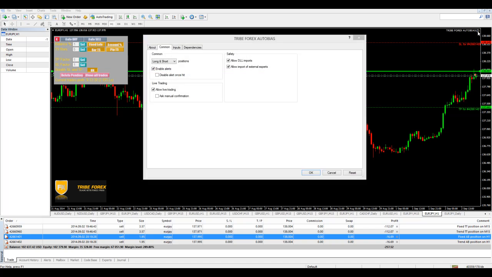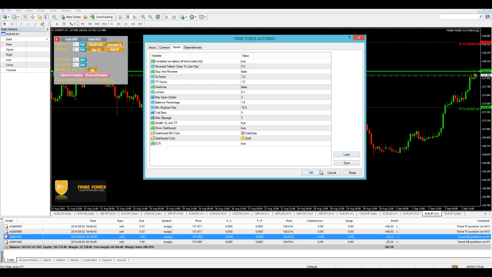So let's take a look at the inputs. What's important here is that when this comes up, you've got to make sure that allow live trading is checked, and you have to make sure that allow DLL imports is also checked. If those two are checked, you'll be able to take trades. So let's look at the other inputs. Reversal pattern close to line pips basically says if we get in within 5 pips of that entry, then we're just going to get into the trade.